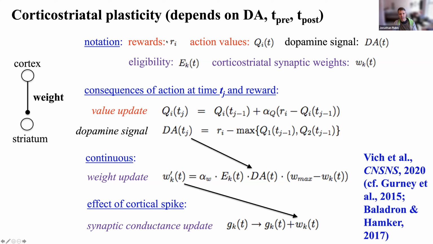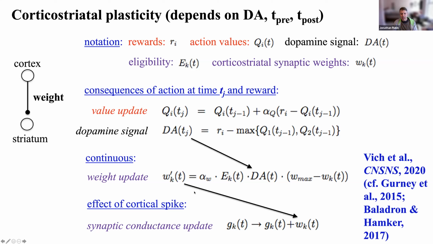The idea is, with each of the choices that you can make, you have a reward. You have a representation of the value of each action, and this is a standard way to update that. It's called Q-learning. You take the difference between the reward and the expected value and use that to update your representation of the value. Then we're going to have a dopamine signal that corresponds to how the reward compares to what we expected based on the available values in the task.